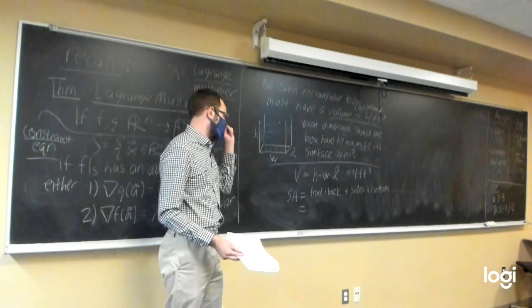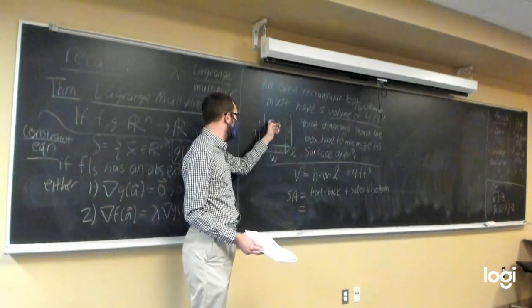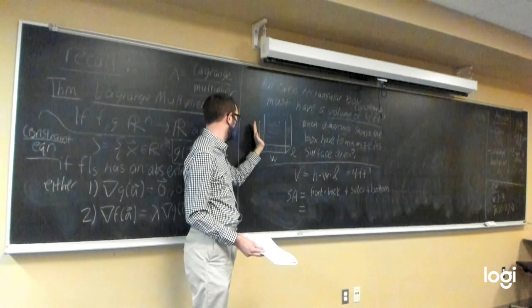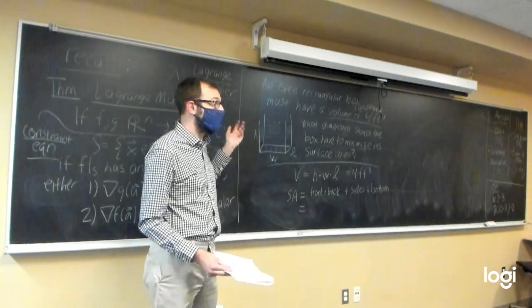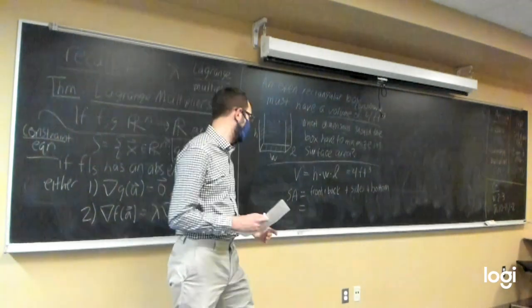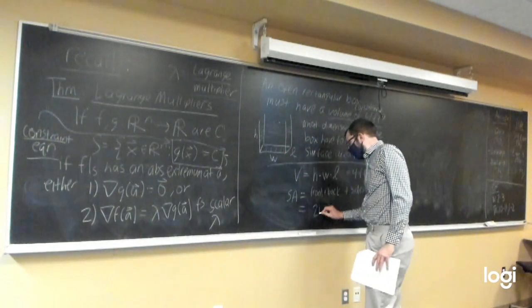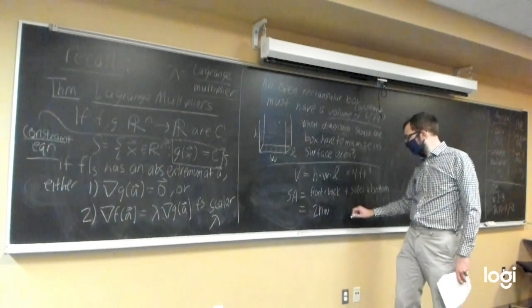Yeah, I would agree. I think the front and back of the box are each going to be rectangles with height of h, width of w. So the front and back of the box are each going to have an area of h times w, which if we combine will give us 2hw.